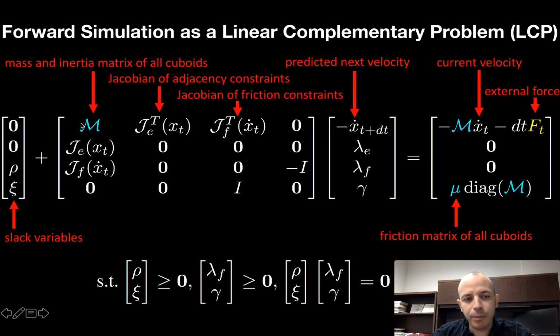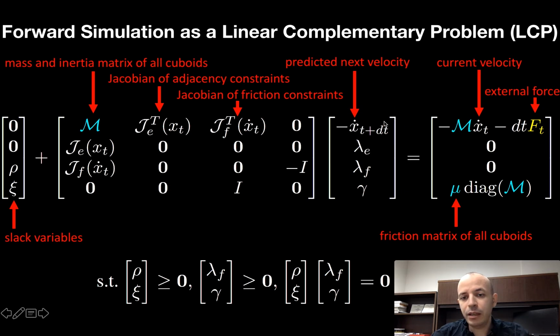we have the mass matrix. This is a big diagonal matrix where we have the inertia and the mass of each cuboid inside this matrix. So the dimension of this matrix is the number of cuboids that we have. It's a very big matrix. And then we have the Jacobian that represents all the interactions between the cuboids. And then we have a Jacobian that corresponds to the direction of the friction on each cuboid, and this is a function of their velocities, x dot t.